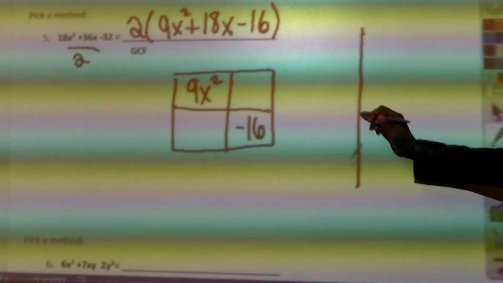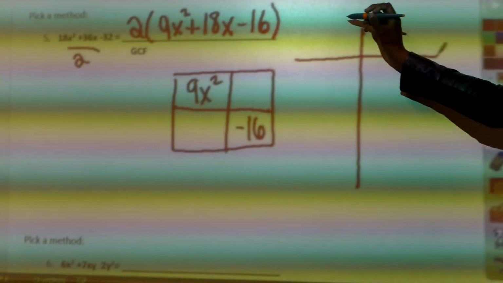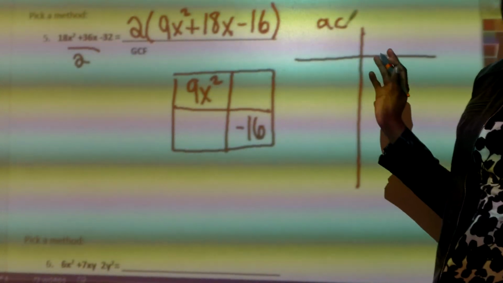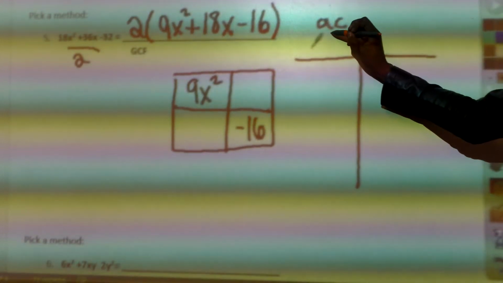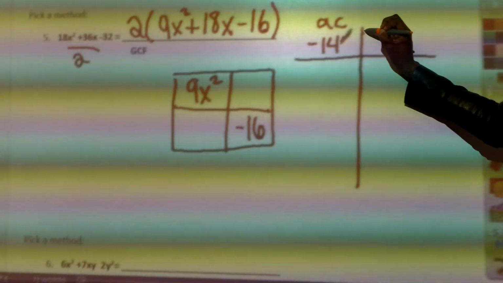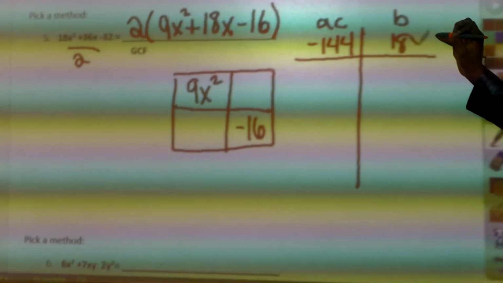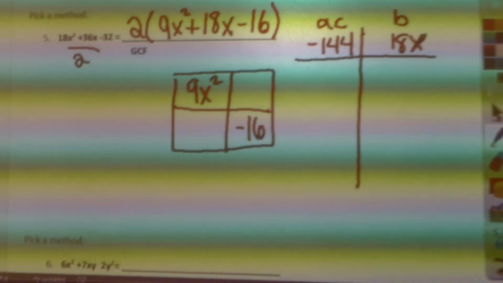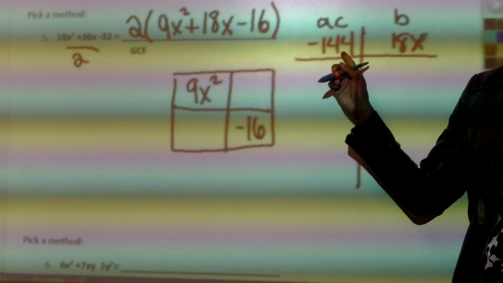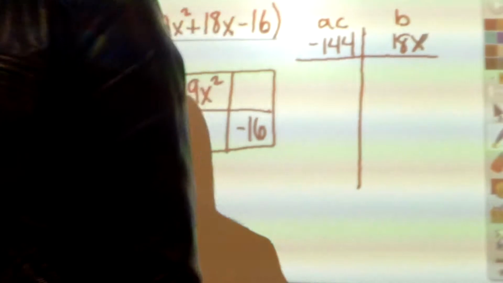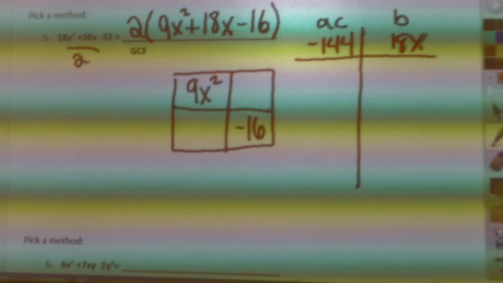We're going to draw our t-chart. And in this one, when we multiply a times c, it's pretty large numbers because we have 9 times negative 16, which is going to be what? Negative 144. And b, our middle term is 18x. Everybody got that? When breaking down the negative 144, make sure you use a little common sense.